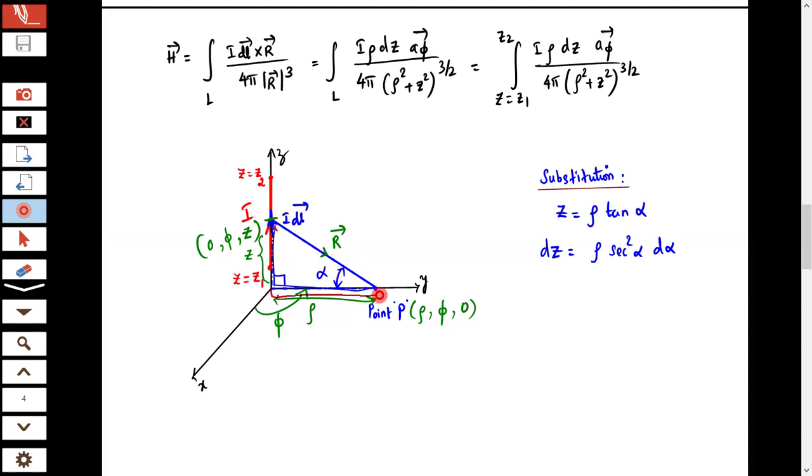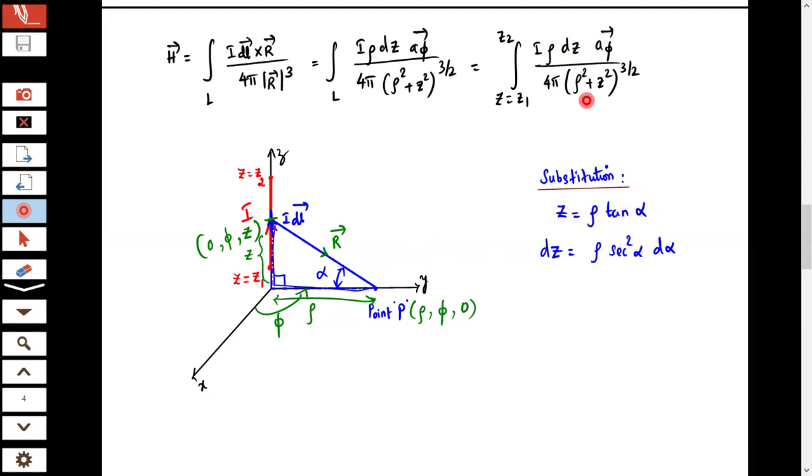In this right angle triangle, the opposite side becomes the z variable and the adjacent side becomes the rho variable, where the hypotenuse is the magnitude of the r vector. So the relation between z and angle alpha can be written as z equals rho tan alpha, where tan alpha indicates opposite side by adjacent side, where this opposite side z can be written as rho into tan of alpha.